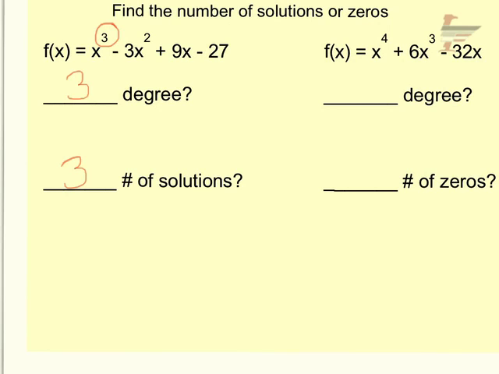Yet. The second one is x to the fourth, so that's a fourth degree, which means you have 4 zeros. So this should be no problem.